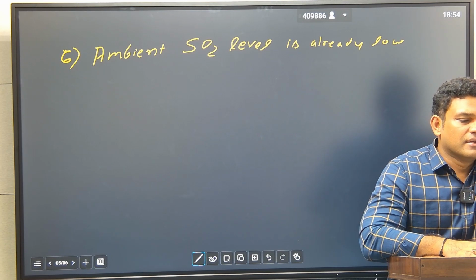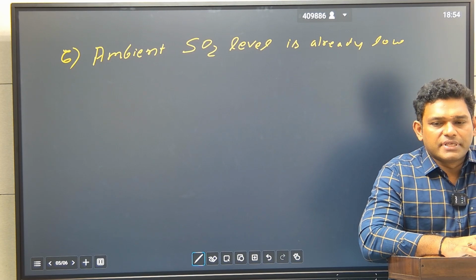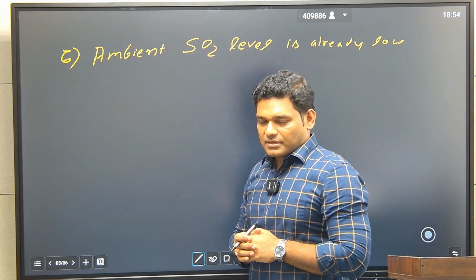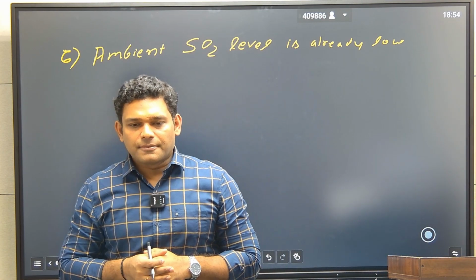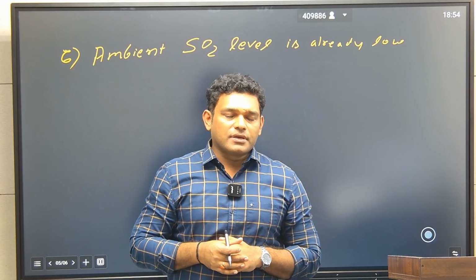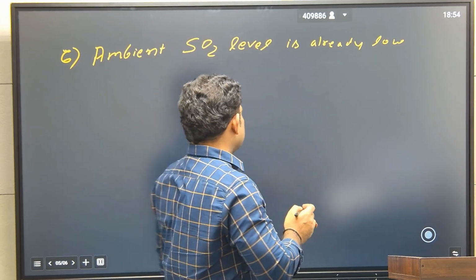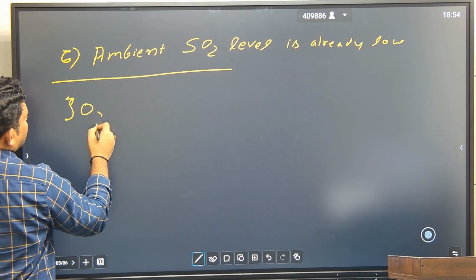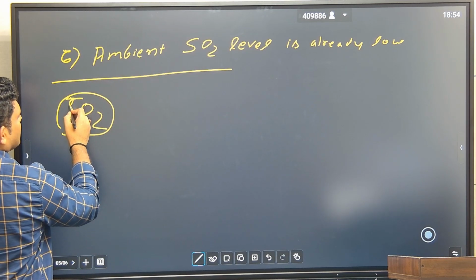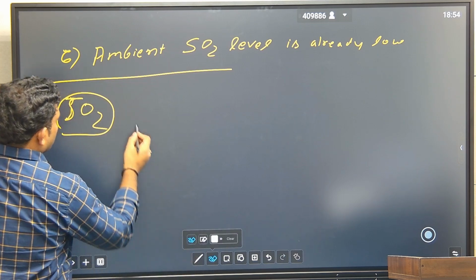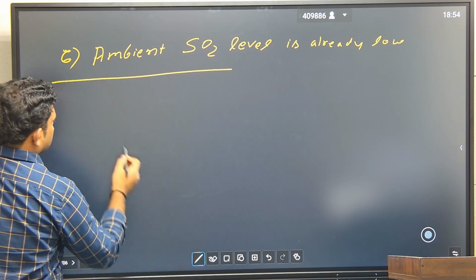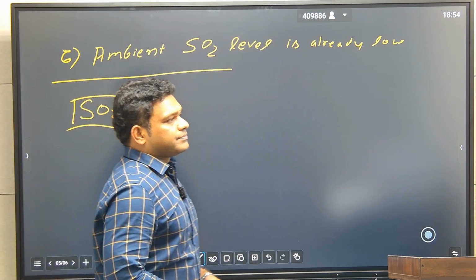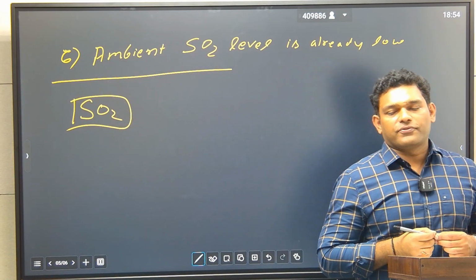Now we will also see, if this policy were implemented, what kind of questions people can raise. Because there is still SO2 going into the atmosphere. SO2 will still be emitted. It has not been taken care of.